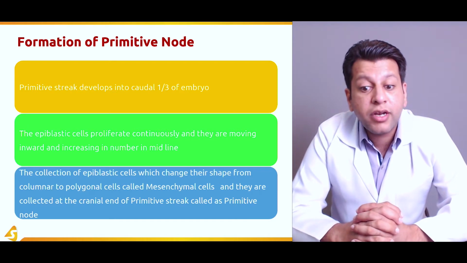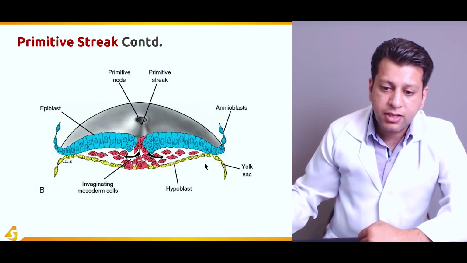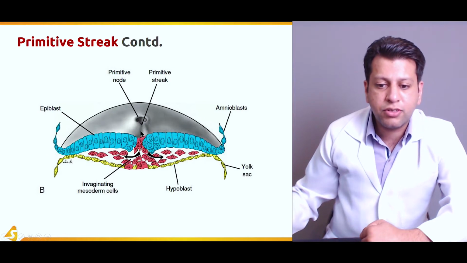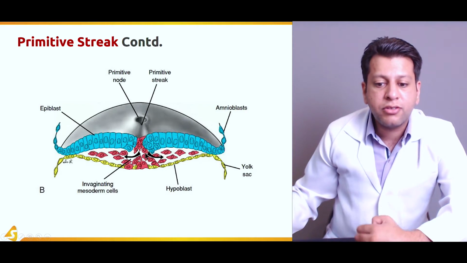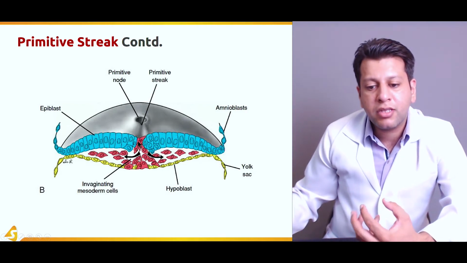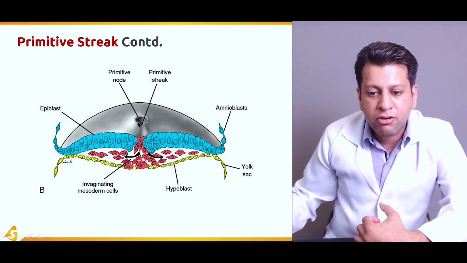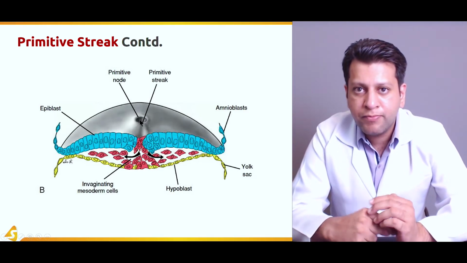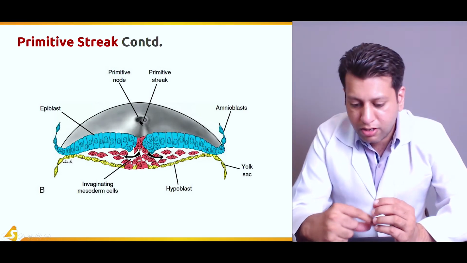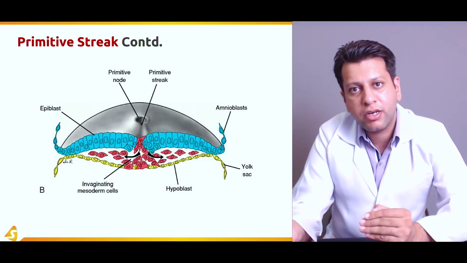Epiblastic cells proliferate continuously and then move inward, increasing in number in the midline. As I have told you, this becomes the midline now. This is the cranial node. They continue to proliferate, they continue to migrate in. So cells are dividing and increasing in number. They're diving down into the hypoblast layer as well, and they're also elongating towards the cranial end. So the primitive node forms from the caudal end. Primitive streak stretches and crosses towards the cranial end. So there is elongation from caudal to the cranial end.